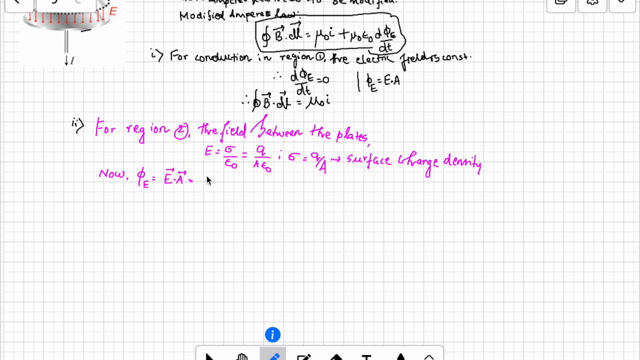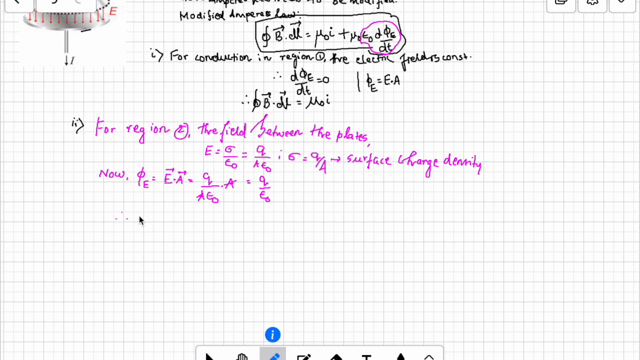And just now we said that E is nothing but Q divided by A epsilon naught into A bar, right? So let's just cancel this area out, and then I will be just left with Q divided by epsilon naught. So what we can do here is, if you just look into this part of the equation, only this part of the equation, let's try to write down this equation here.